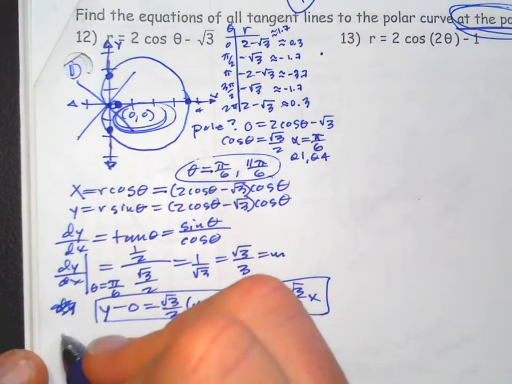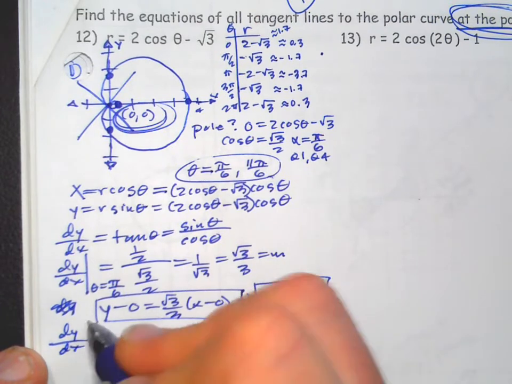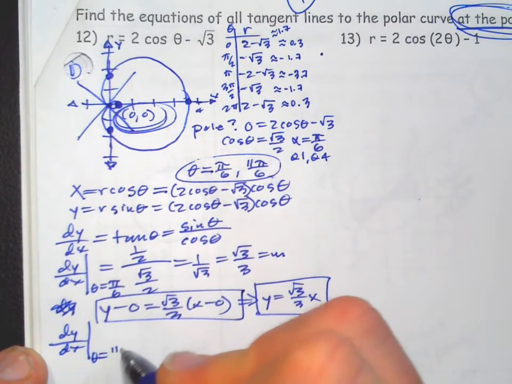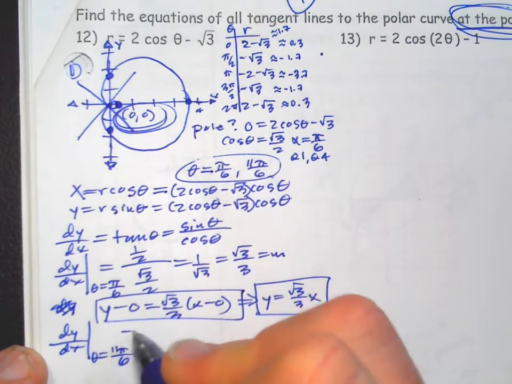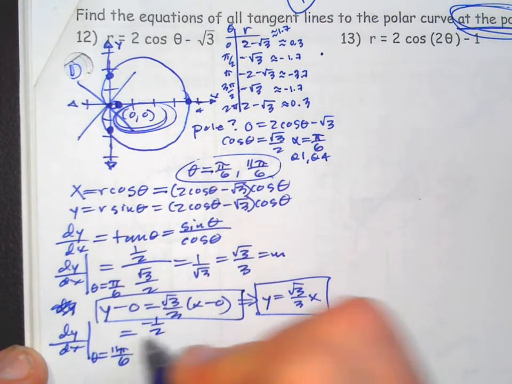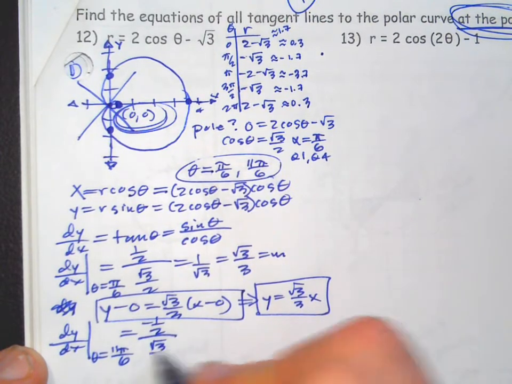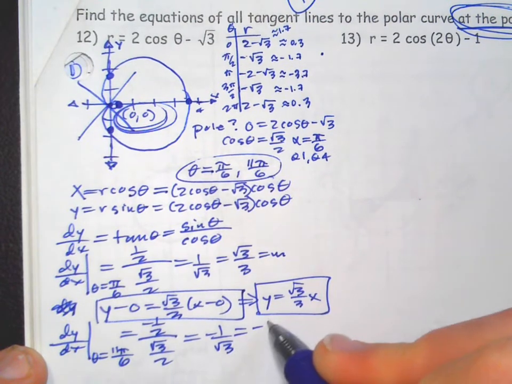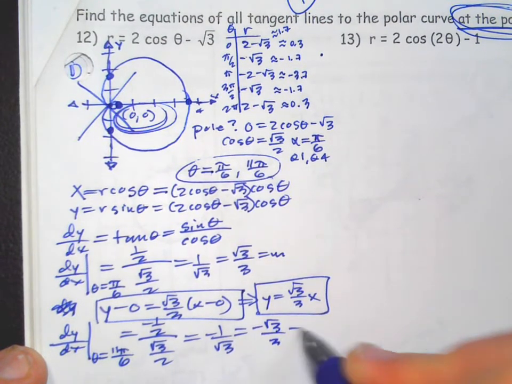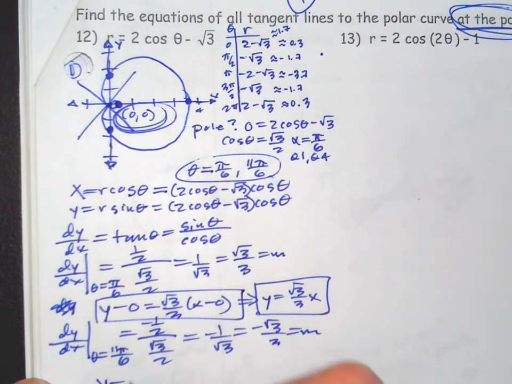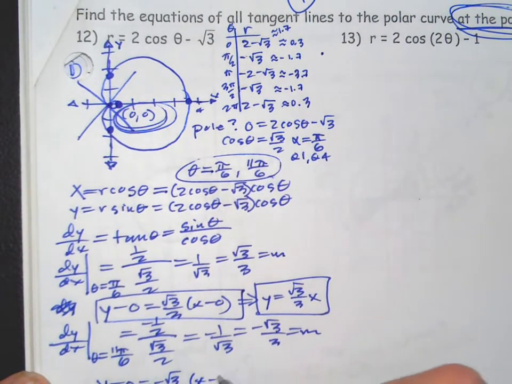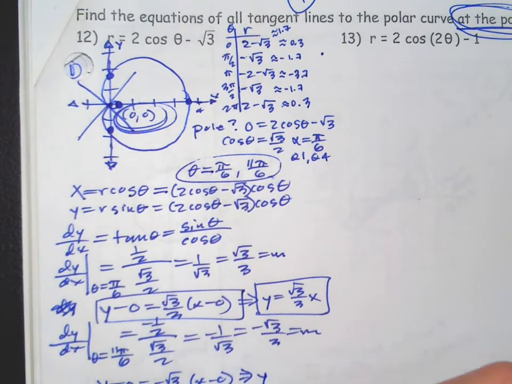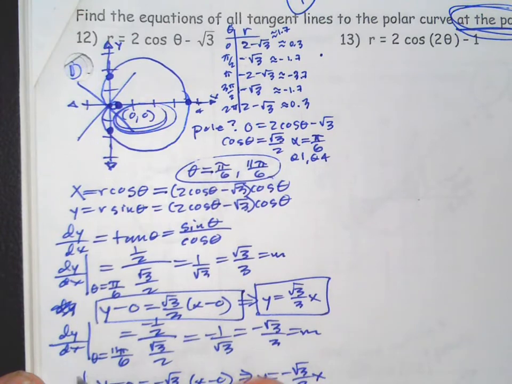So the other one, dy/dx at theta equals 11 pi over 6. It's fourth quadrant, so you get negative 1/2 for sine and positive root 3 over 2 for cosine. It's going to be negative 1 over root 3, which is negative root 3 over 3. So the equation is going to be y minus 0 equals negative root 3 over 3 times x minus 0, or y equals negative root 3 over 3 x.